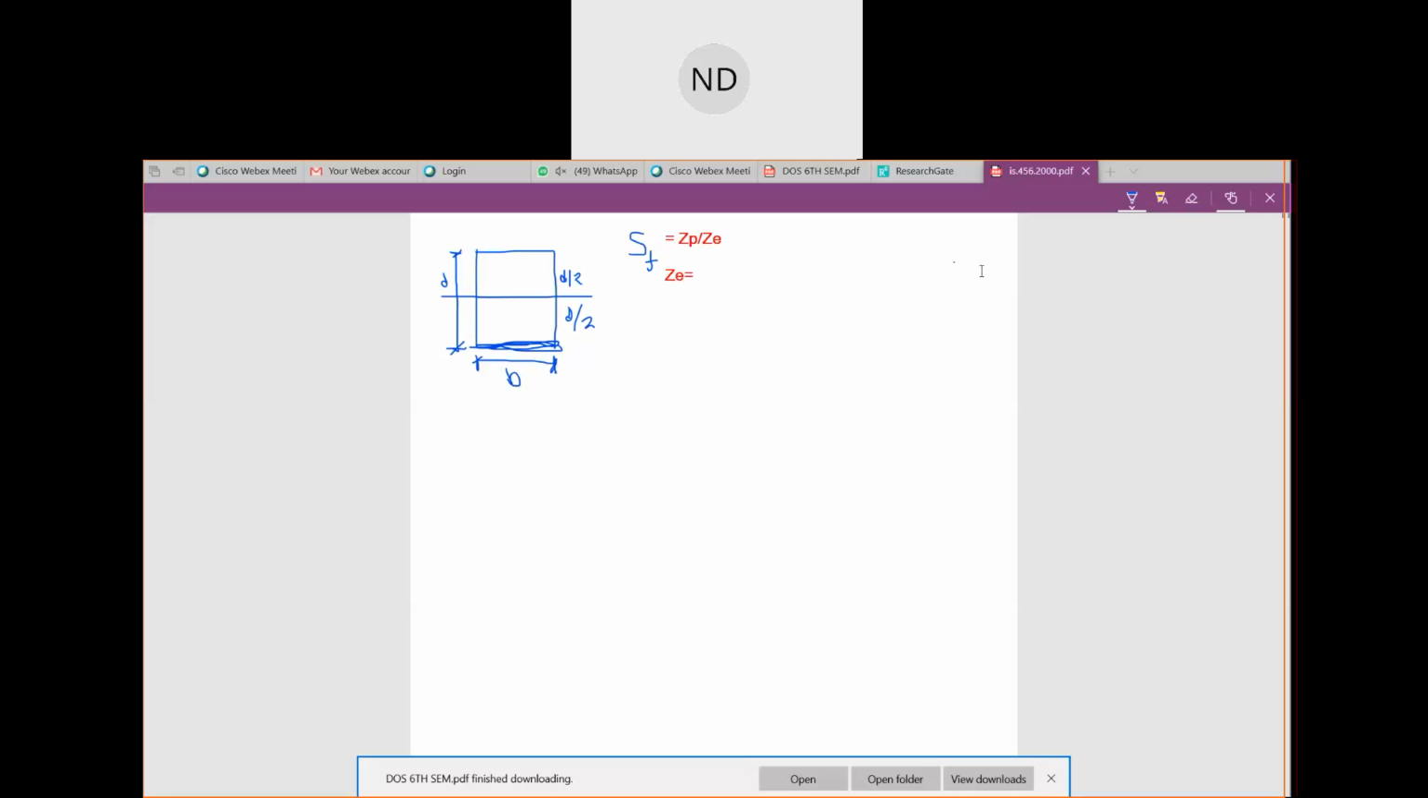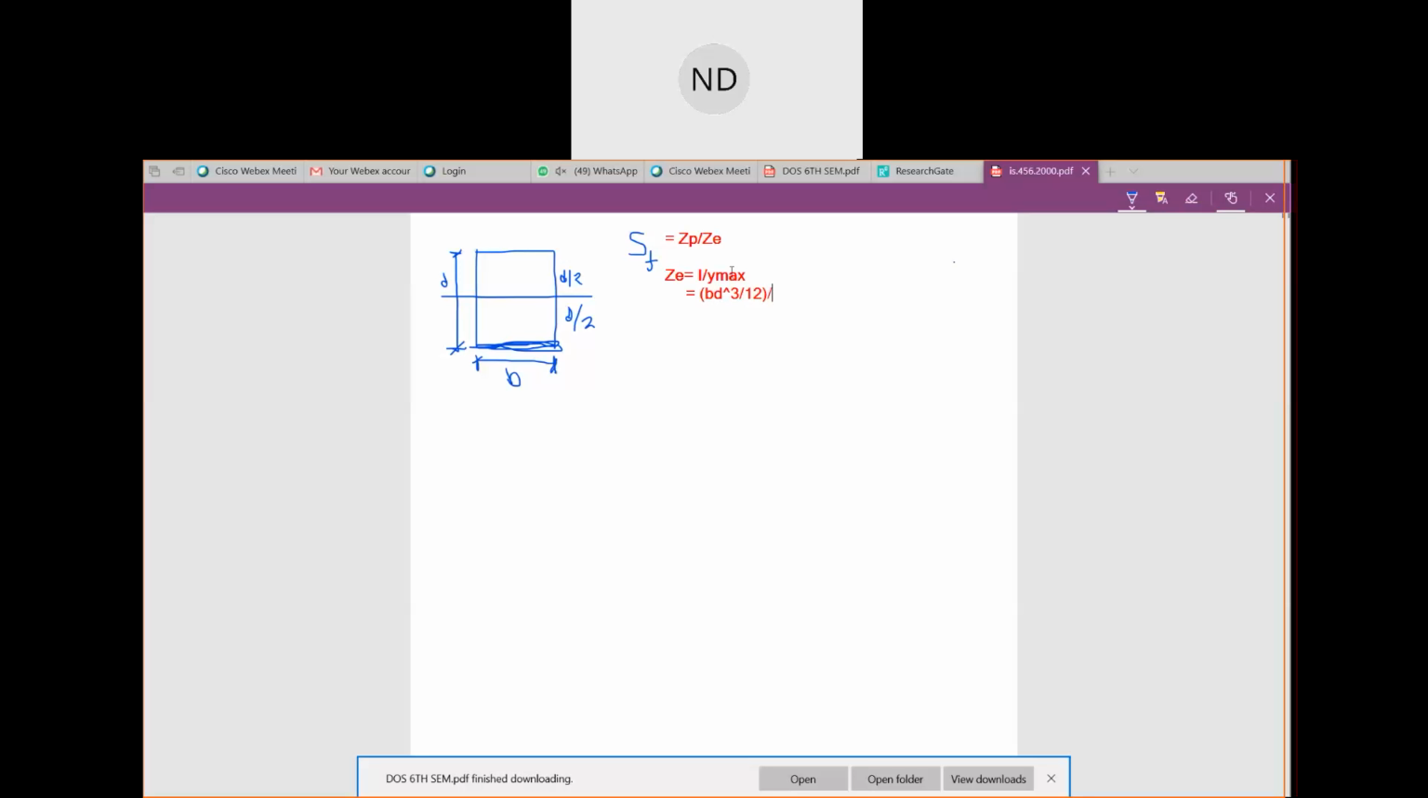ZE, the elastic section modulus, is the easy one: I by Y max. We know the I of a rectangular section is BD cube by 12. Now that is divided by this Y max.